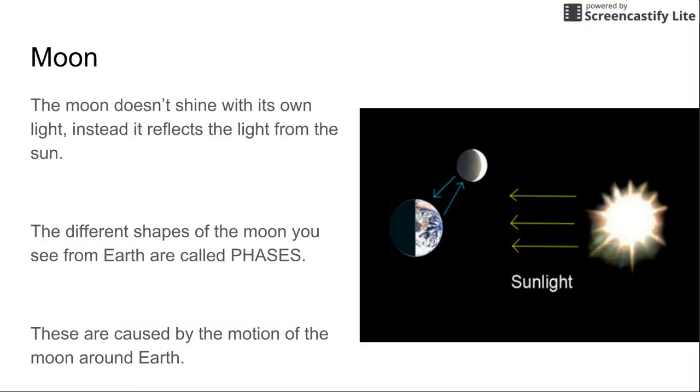The moon doesn't actually shine with its own light. Instead, it reflects light from the sun. And the different shapes of the moon you see are called phases. These are caused by the motion of the moon around the Earth. So as the moon revolves around the Earth, you have phases.